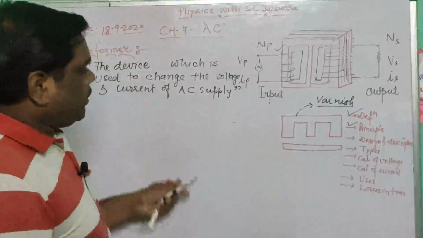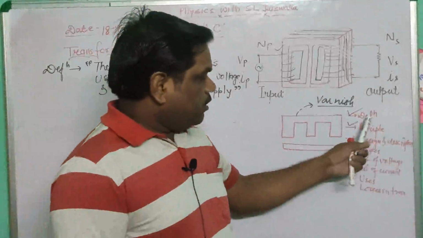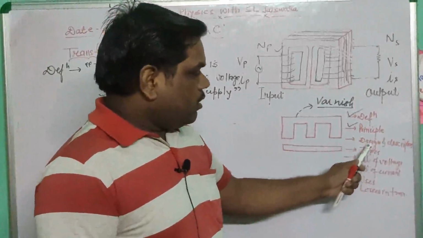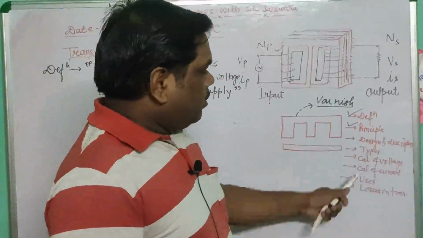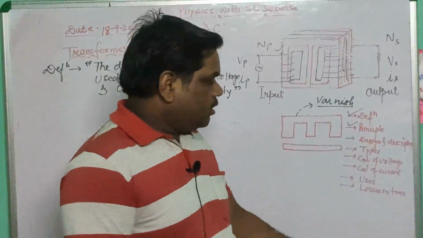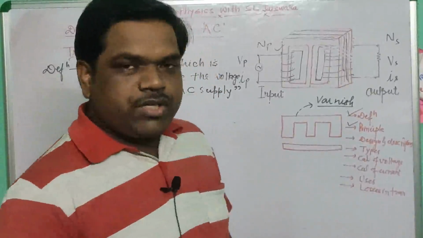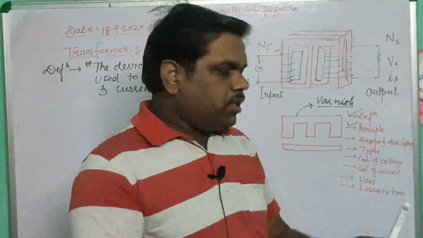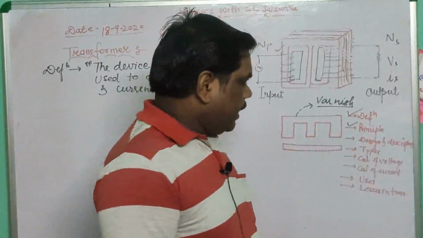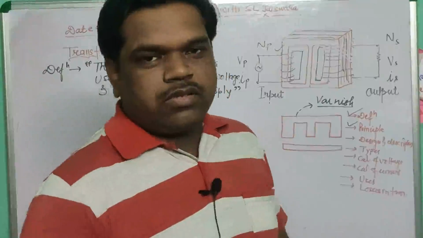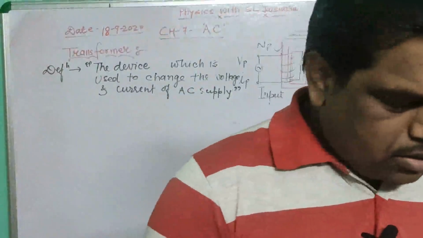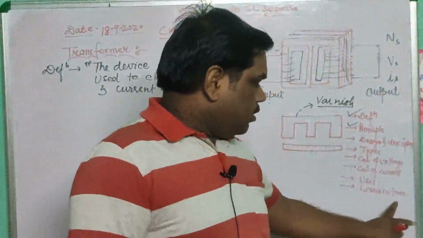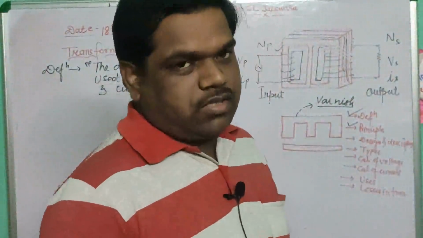In this topic, first of all, we'll learn about the definition of transformer, then its principle, then design and description, then the types of transformer, then we'll move to the calculation of voltage, that is input voltage and output voltage, the relation between them, and then calculation of current, and the various uses of transformer, and at last we'll close up after studying about losses in transformer.